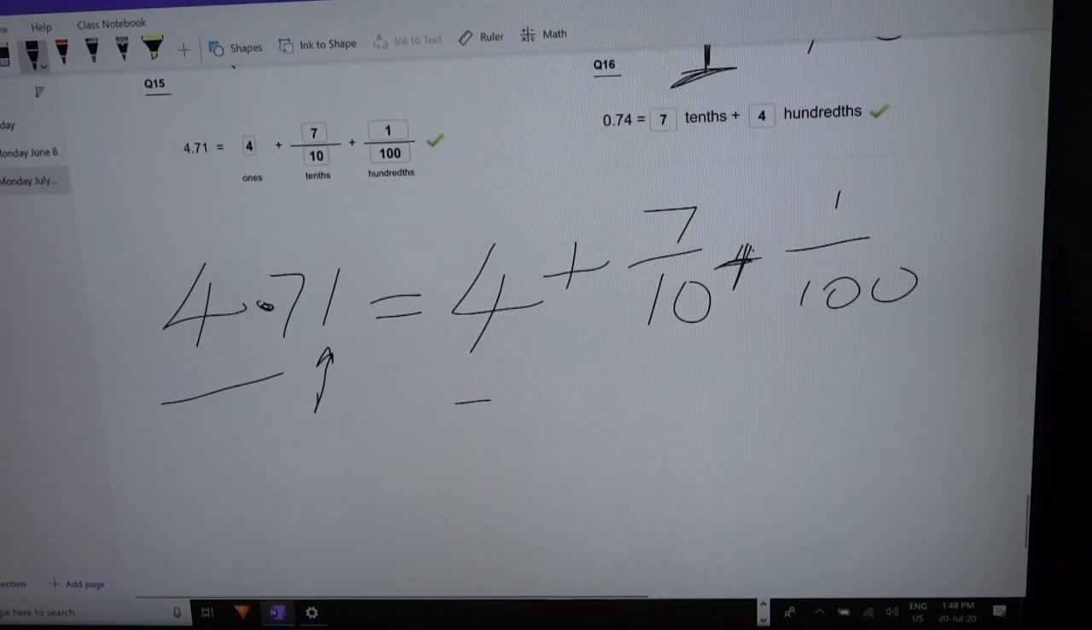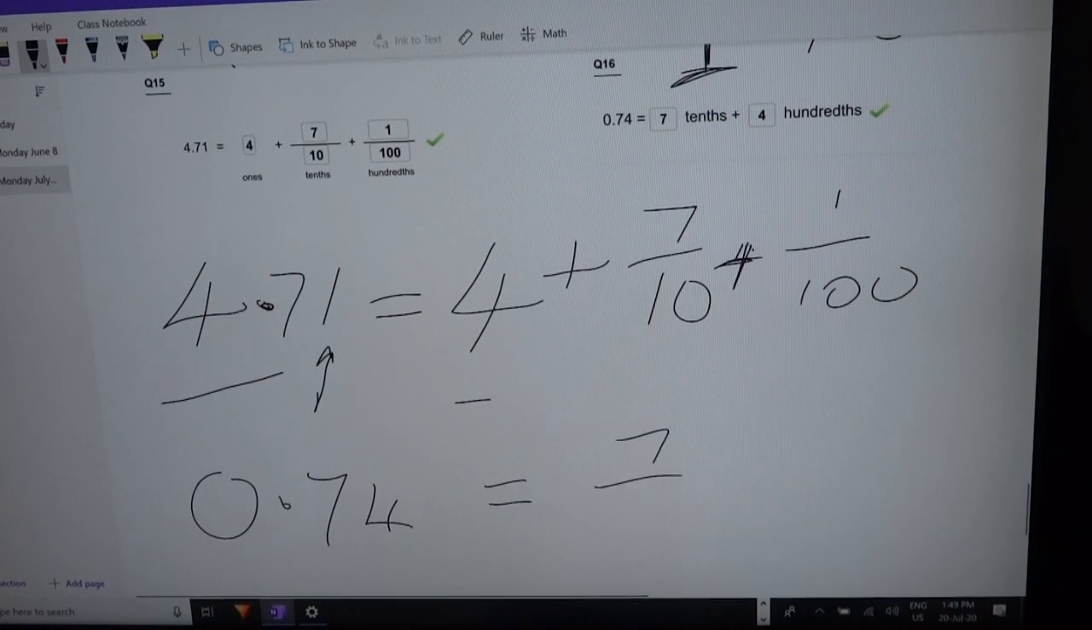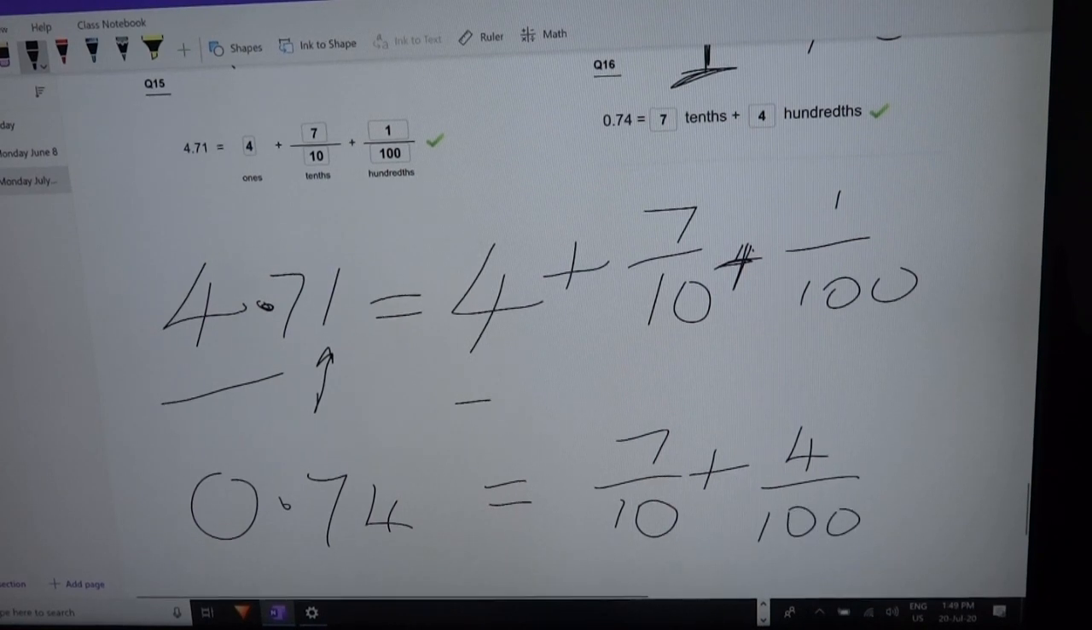On the right then we have 0.74. So we've got no ones, we don't need to write anything there. We have 7/10 again, our first place, and we also have in the second position 4 hundredths. So we have 7/10 and 4 hundredths can be written as 0.74.